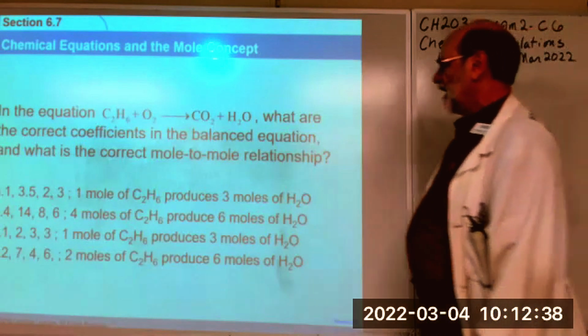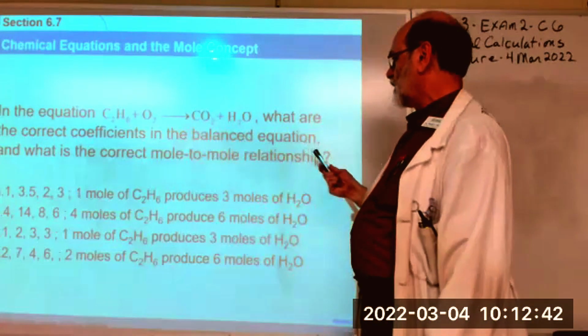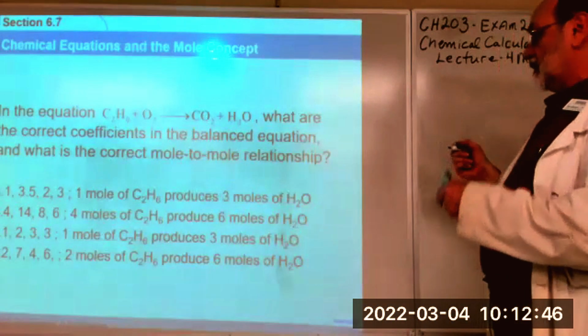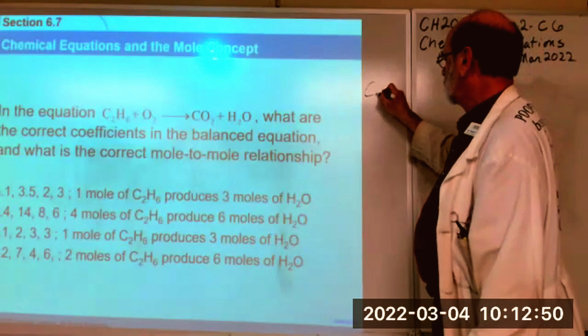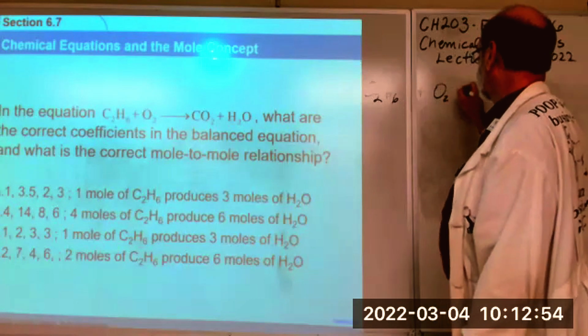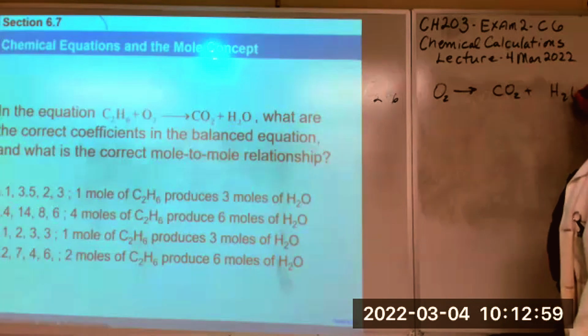Let's see. Ethane plus oxygen is carbon dioxide and water. What are the coefficients for the balanced equation? This will be a good one. Okay, so we got ethane, C2H6, plus oxygen yields carbon dioxide and water.